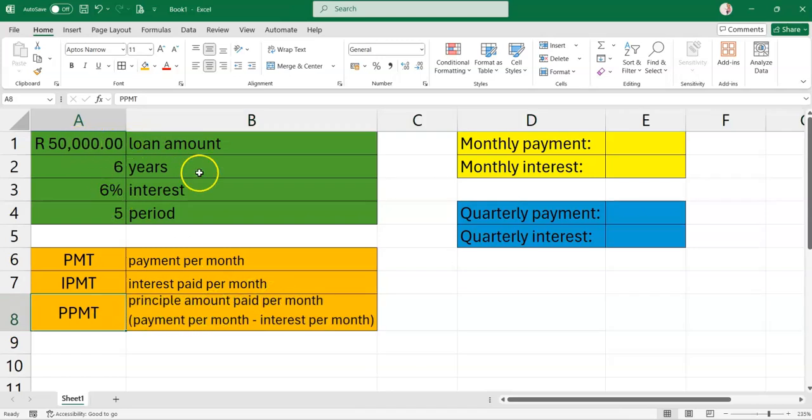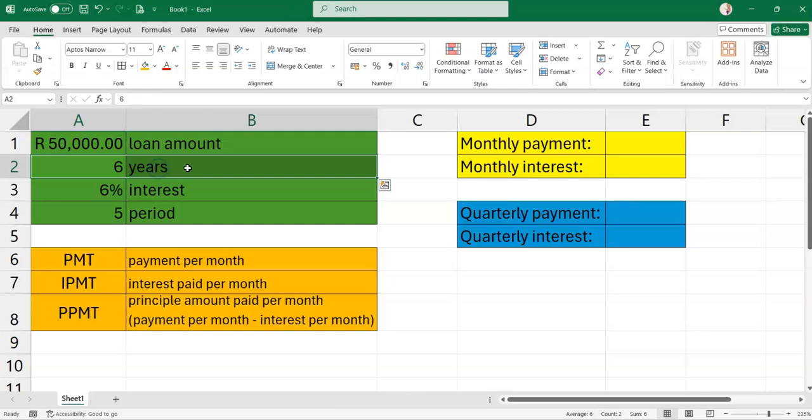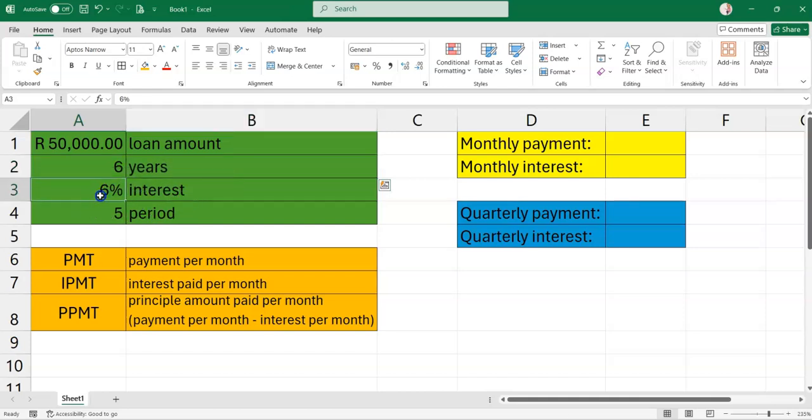Here at the top in the green section, you have the loan amount. So how much am I borrowing? I have 6 years, meaning how long am I going to do this? And then the interest rate at which this loan is charged. And then you also will have your period, which they will usually specify as a 5 or a 6. And this can be yearly or quarterly, depending on the question.